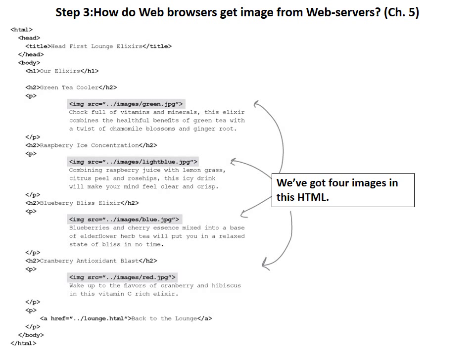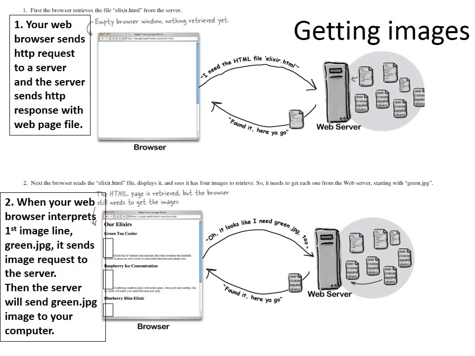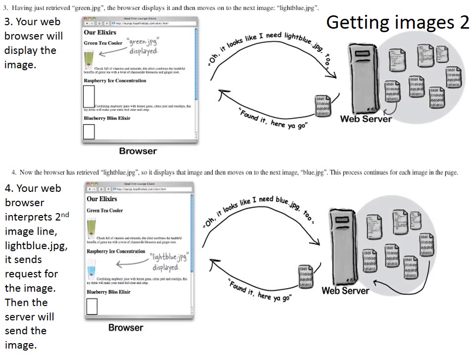If a web page has several images, the web server sends the web page without images first. When your web browser interprets the first image line, it sends the first image request to the server. Then the server will send the first image. When your web browser interprets the second image line, it sends the second image request to the server. Then the server will send the second image.